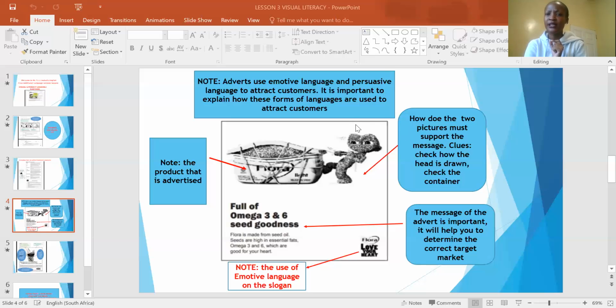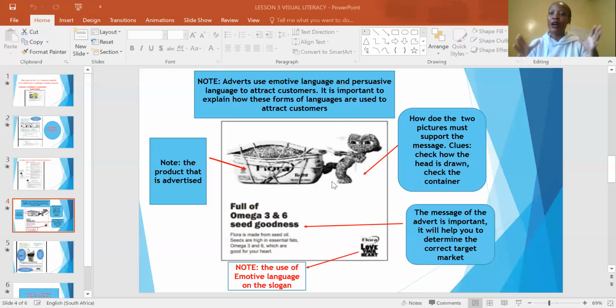What is the function of this picture? Why is it important? It is important to remember because the advertiser has already said, love your heart. So the head is shaped like a heart. And then we know that the product is full of omega-3 and 6. The body is made up of seeds to ensure that the product is full of omega-3 and 6.